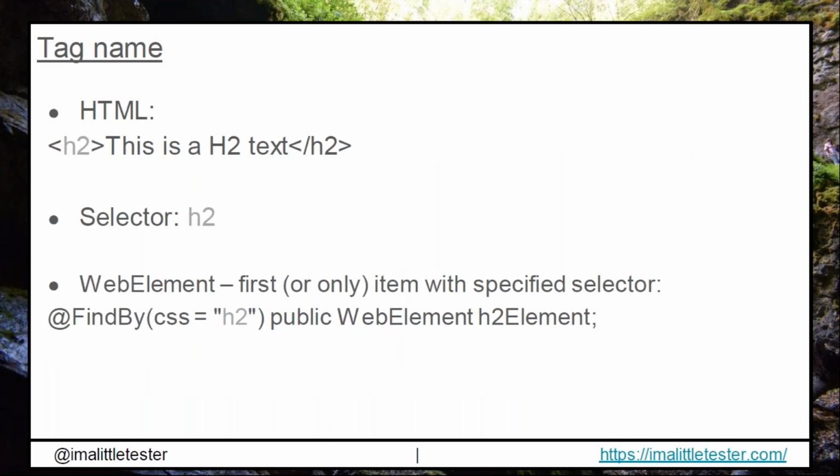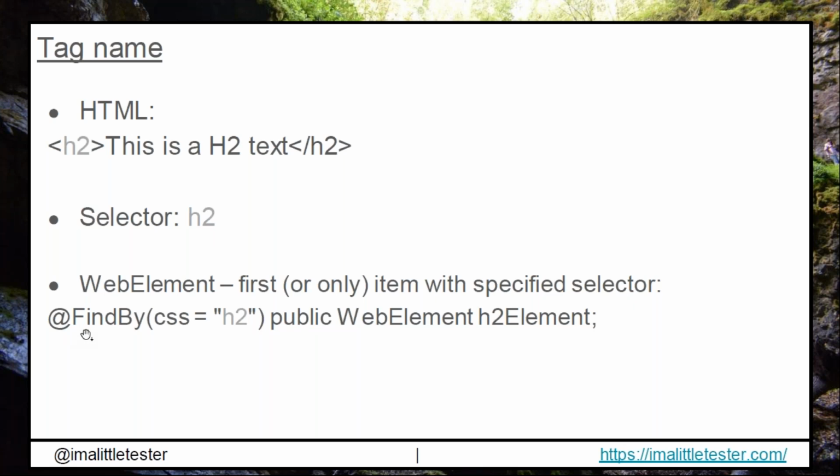There is another way to identify certain elements. Sometimes the tag of that element is unique. So let's say that we have a page where there is only one H2 element. In this case, the easiest selector that we can write is just the name of the tag. So we will just specify, in our case, H2. Nothing in front, nothing after that.